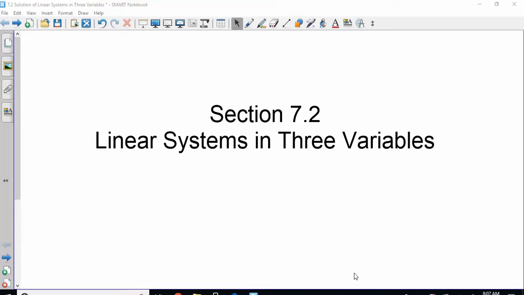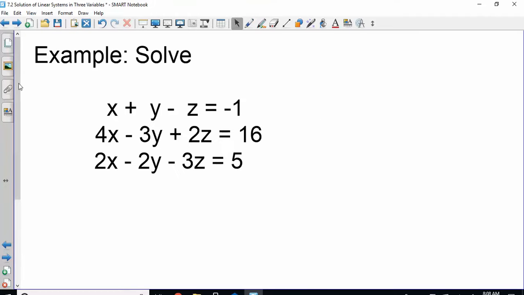But we are going to talk about systems with 3 variables in them. So when you do this, we're still using substitution and elimination, but that third variable is going to add a few steps to our problem. We're going to have to take 2 equations at a time and eliminate some stuff. So here is our first example.